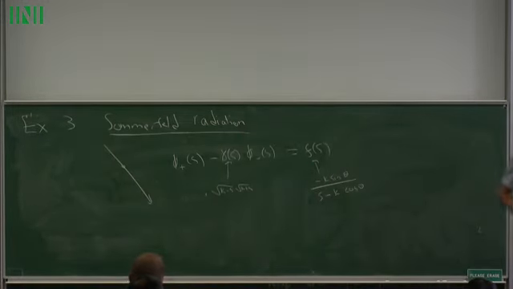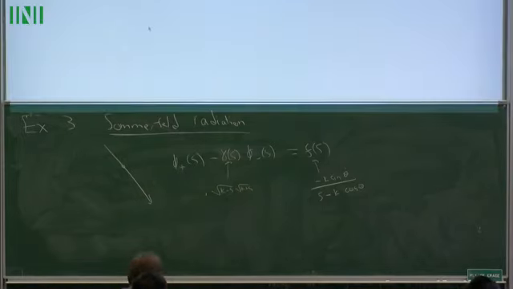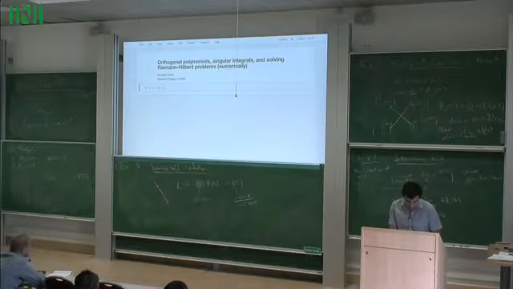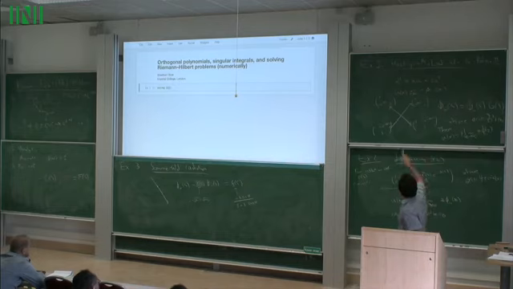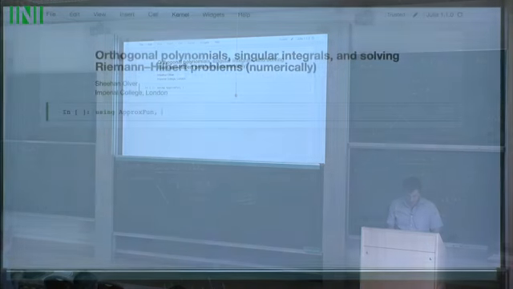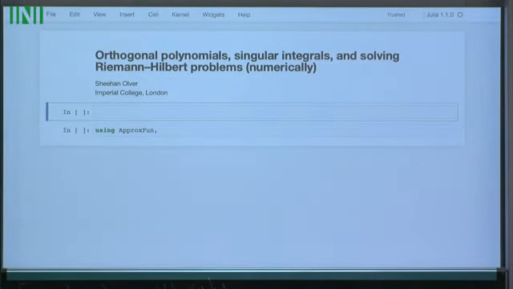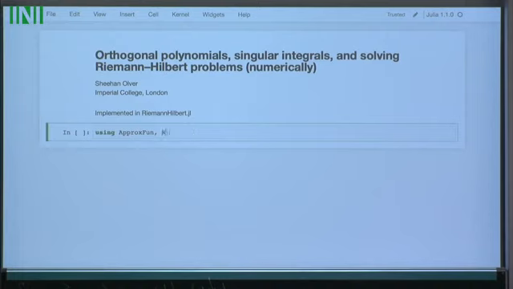Okay, so let me switch to the computer. Now that we have an idea of what kind of problems we want to solve, the question is, can we solve them numerically? The answer is yes. I'm going to take this example, the Hastings-McLeod solution, and show how it can be solved in this software package, a Julia package called Riemann-Hilbert.jl.